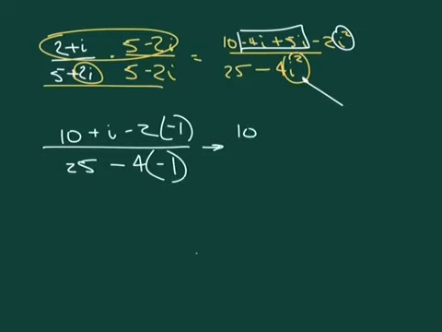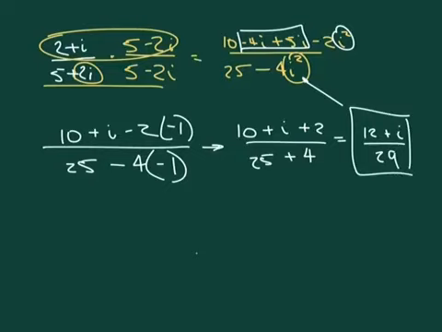So we have 10 plus i plus 2, two negatives give you a positive. 25 plus negative 4 times negative 1 is 4. So 12 plus i on top and 29 on the bottom. And that is what we have for an answer.